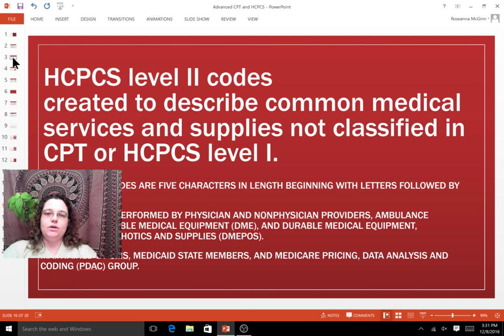So HCPCS Level 2 codes were created to describe common medical services and supplies not classified in CPT or HCPCS Level 1. HCPCS Level 2 codes are 5 characters in length, beginning with a letter followed by 4 numbers. It covers services performed by physician and non-physician providers, ambulance companies, durable medical equipment, prosthetics, orthotics, and supplies. Maintained by CMS, Medicaid state members, and the Medicare Pricing, Data Analysis, and Coding Group, which is PDAC.